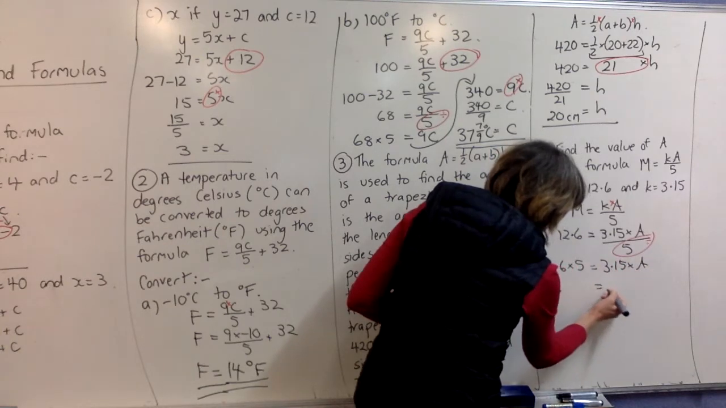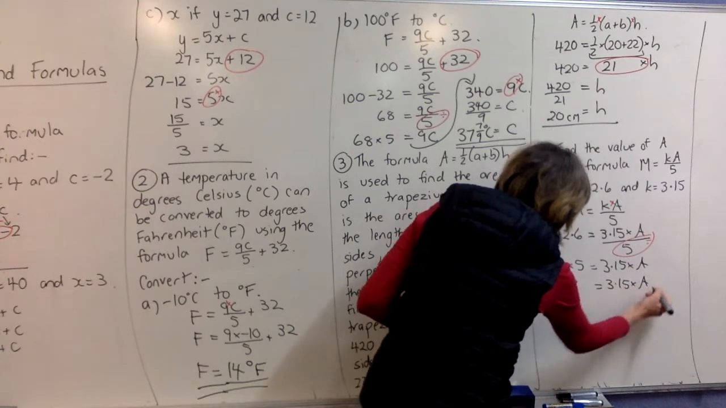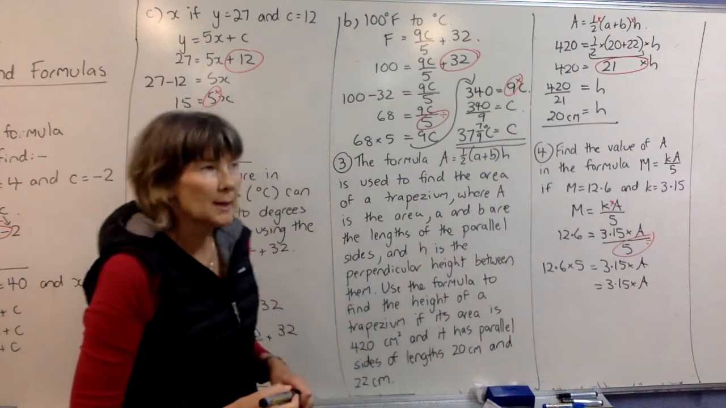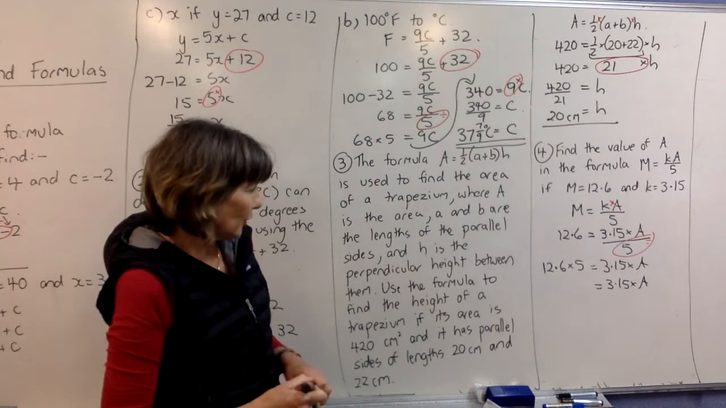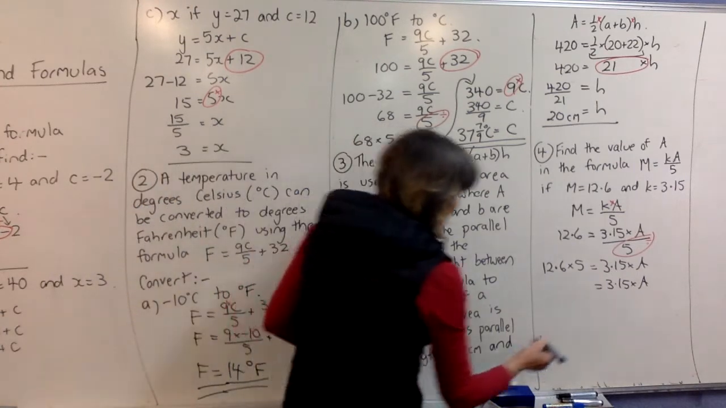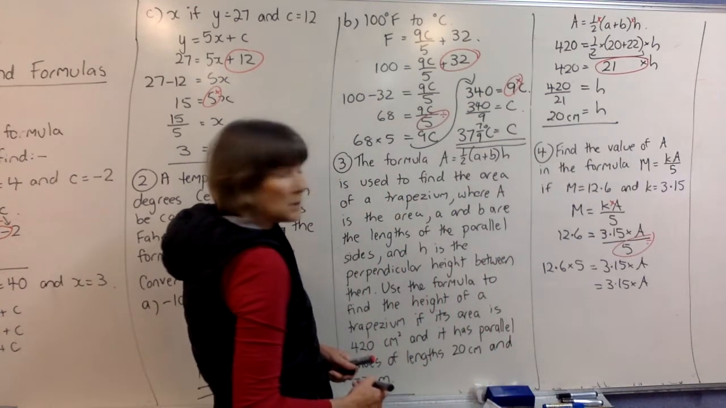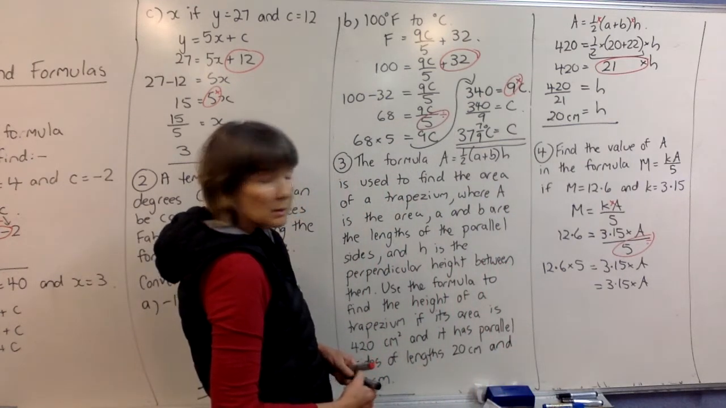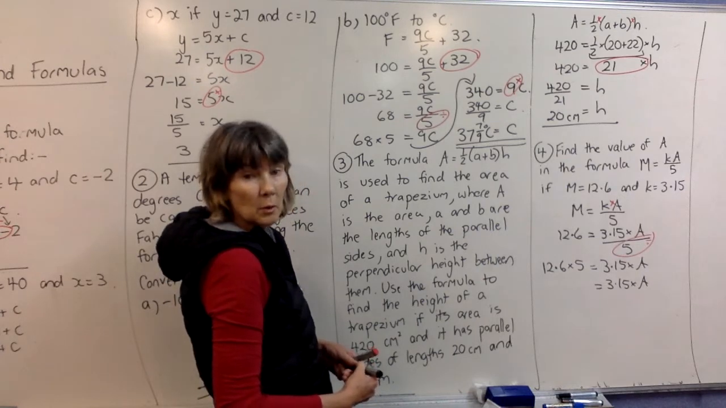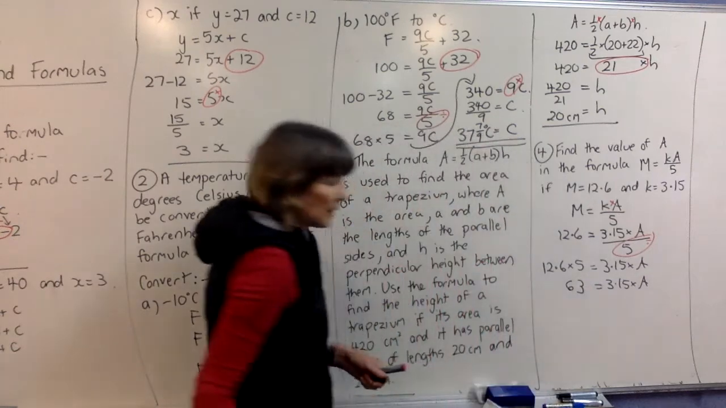Okay, so now, I'll just leave that over there. We're doing 12.6 times 5, which should end up being 6 times 10 is 126, and we're halving it. What's that? 63. But you can do it on the calculator.